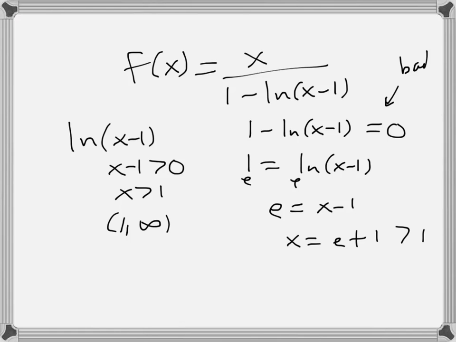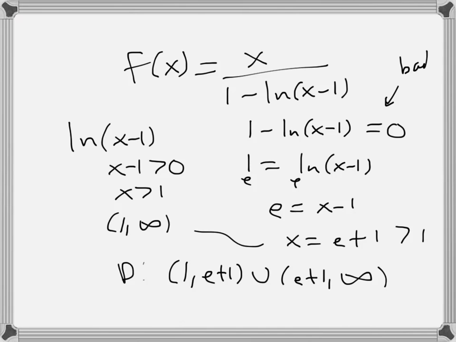That means that to get these two together, my domain is 1 to e plus 1 union e plus 1 to infinity. I have to throw it out. And that's the end of that problem.